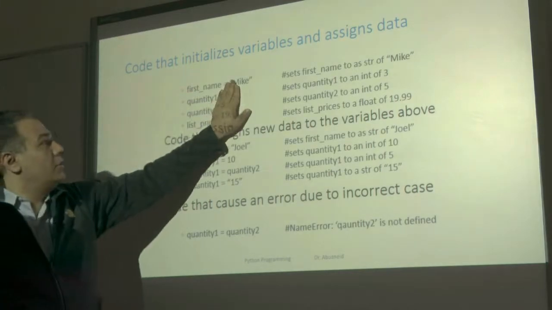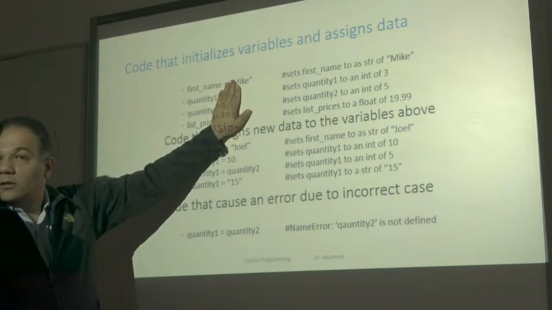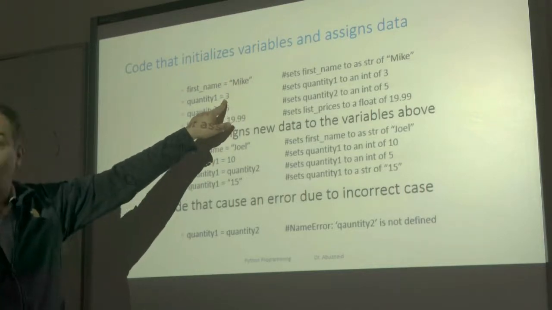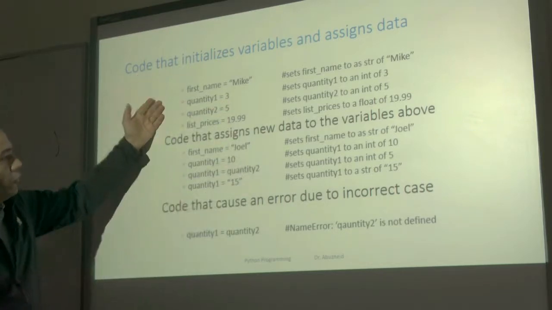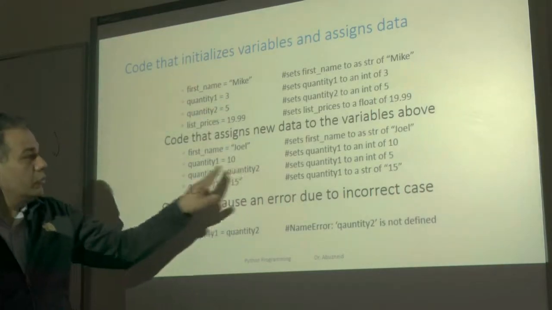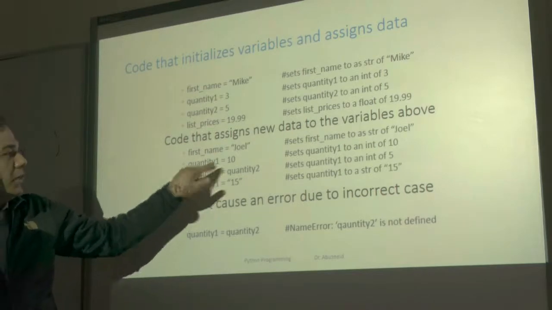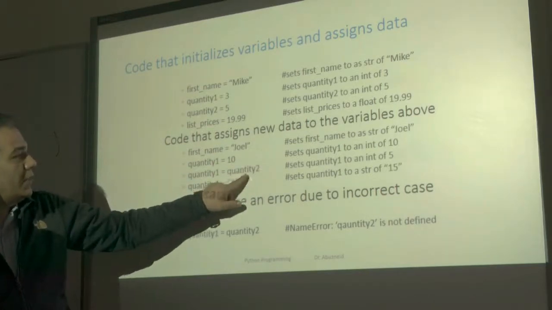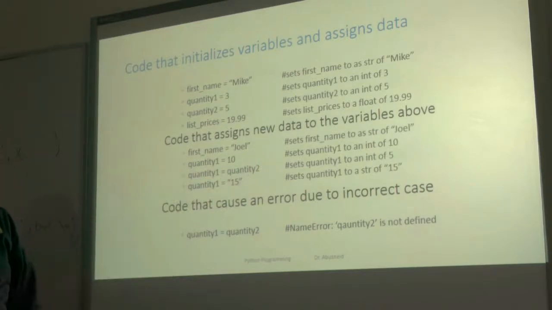In here, quantity 1 is a variable, but it's a wrong sentence because I did not initialize it. When I give it the 3, it becomes an integer, and so on and so forth. I could assign a variable to a variable. So quantity 1 is 10. Okay, quantity 1 is 10. If I assign quantity 2 to it, whatever is in quantity 2 will go to it, and so on and so forth.